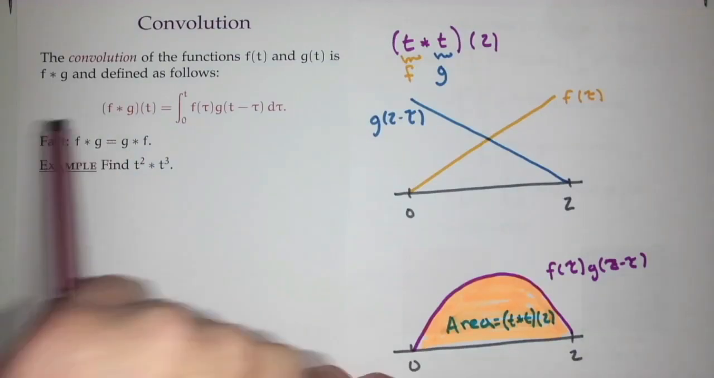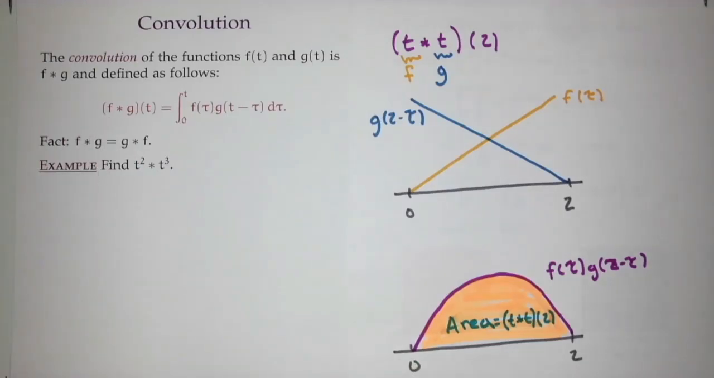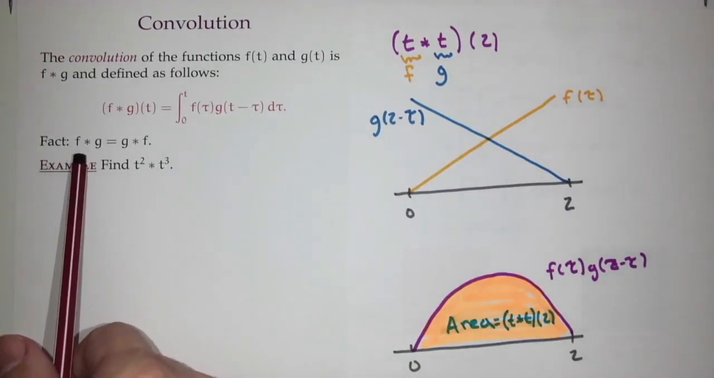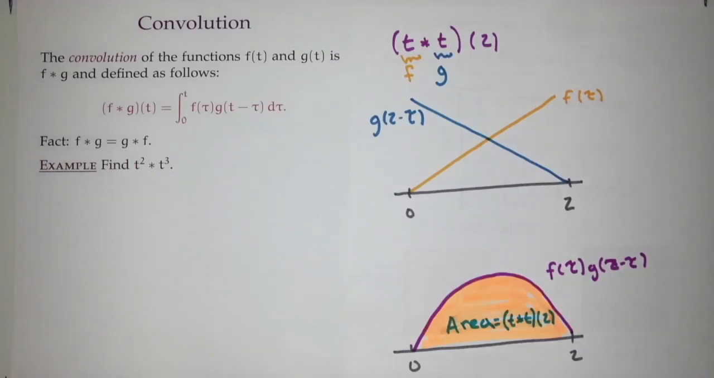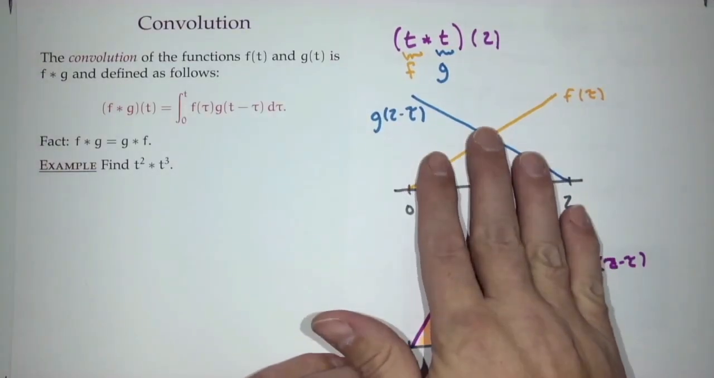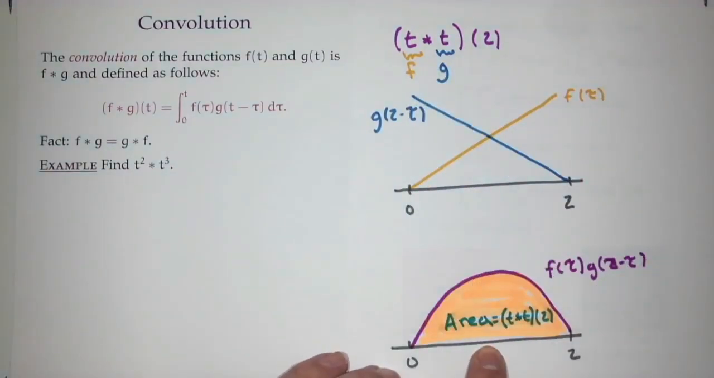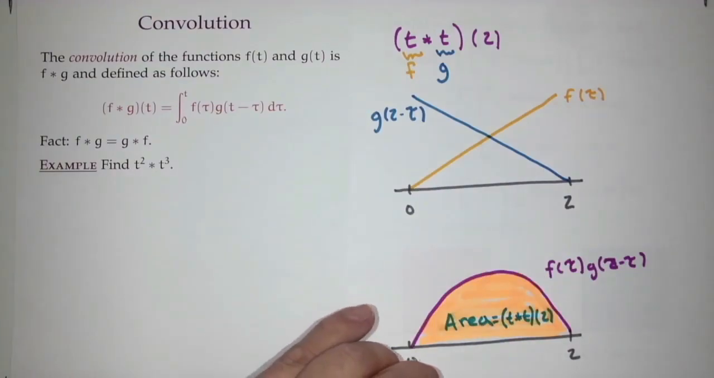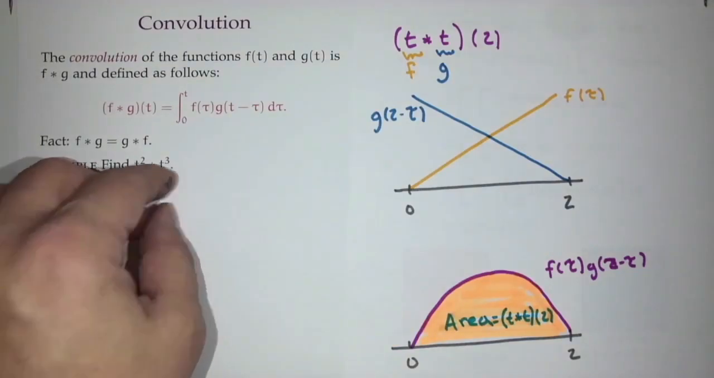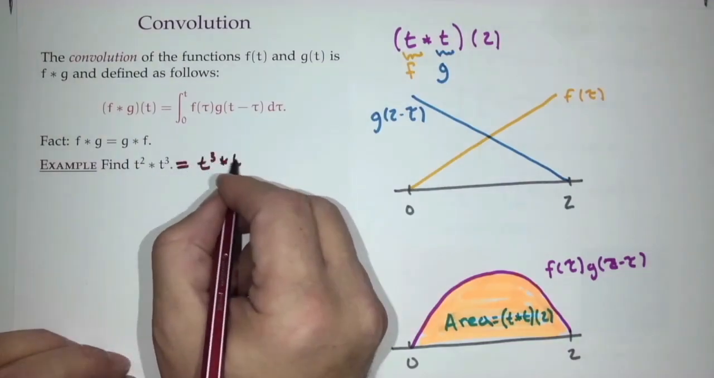And you're like, okay, great. So that's what the convolution is. That's just a definition. Now, what can we do with it? Well, it's a fact: f star g is g star f. So it doesn't matter which order you go. In essence, if you compare f star g versus g star f, you just flip the picture. But if you flip the picture, you don't change the area. So, yeah, f star g equals g star f. Let's do a really quick example. t squared star t cubed. Because we can flip, this is the same as t cubed star t squared.